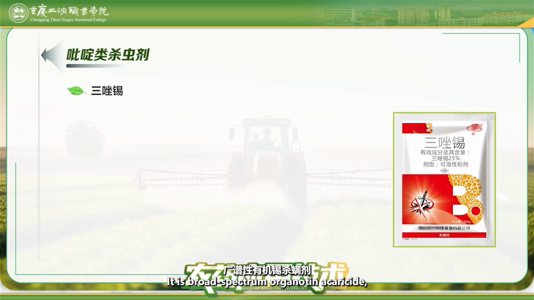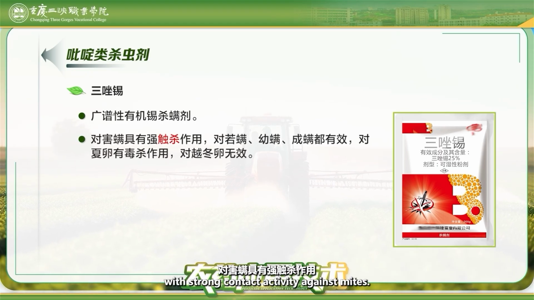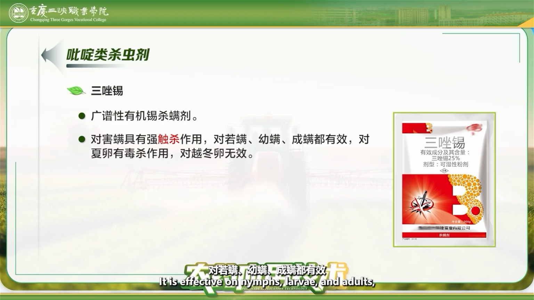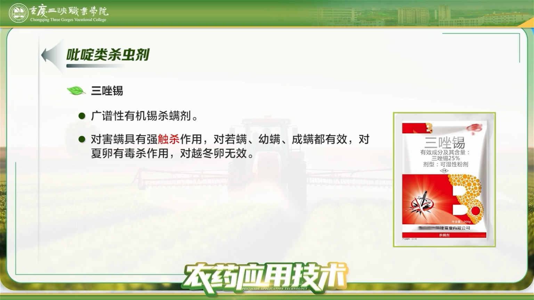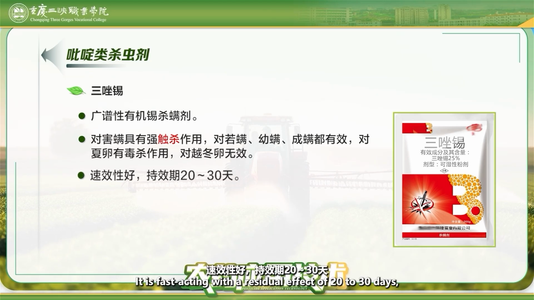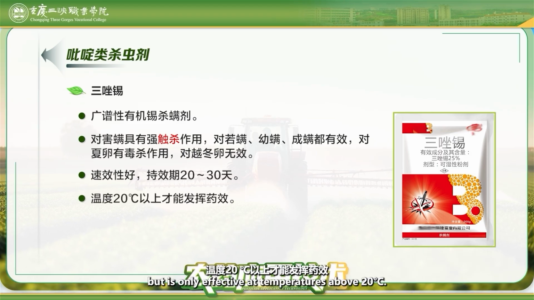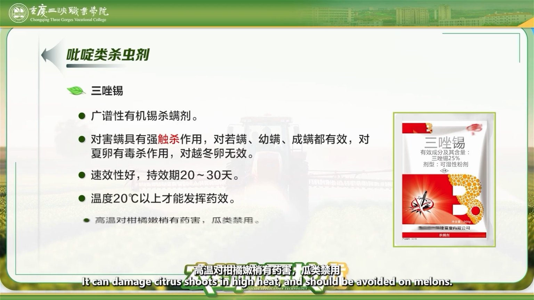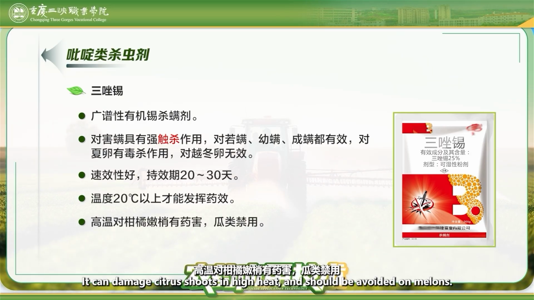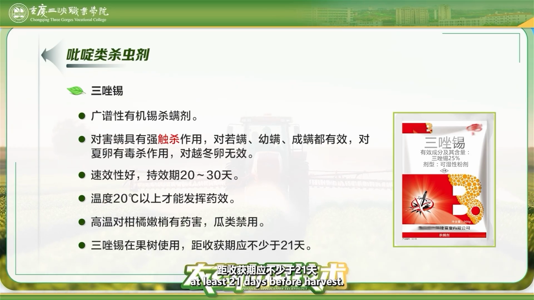8. Azocyclotin. It is a broad-spectrum organotin acaricide with strong contact activity against mites. It is effective on nymphs, larvae, and adults, toxic to summer eggs, but ineffective against hibernating eggs. It is fast-acting with a residual effect of 20 to 30 days, but is only effective at temperatures above 20 degrees Celsius. It can damage citrus shoots in high heat and should be avoided on melons. Azocyclotin should be applied to fruit trees at least 21 days before harvest.